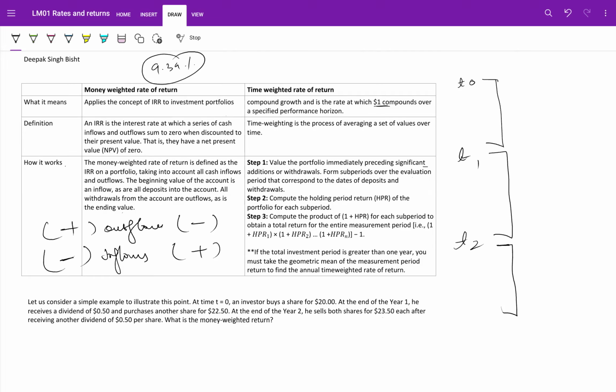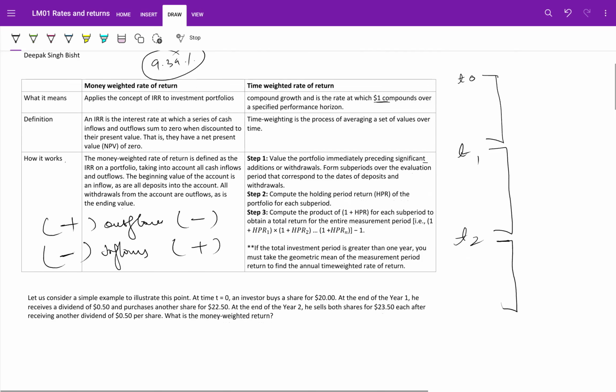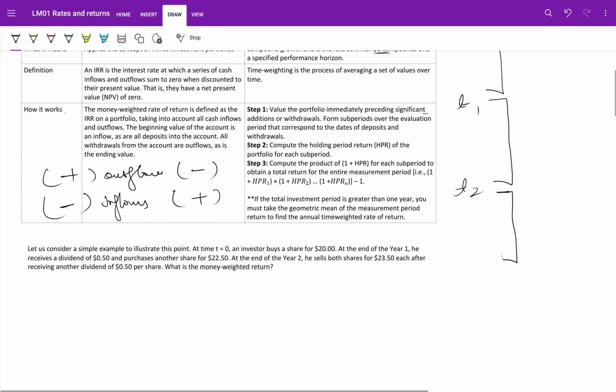If the investment is for more than a year, we take a geometric mean of the annual returns to obtain the time weighted rate of return. So let's try this in an example.